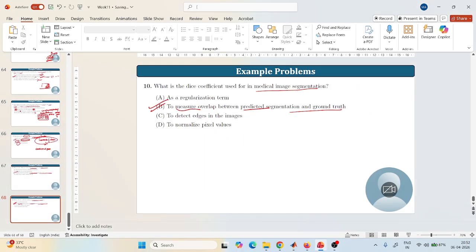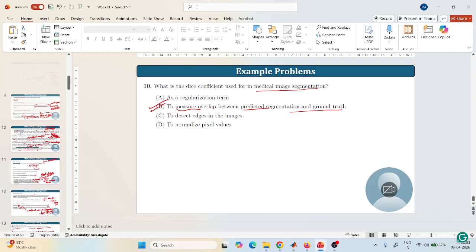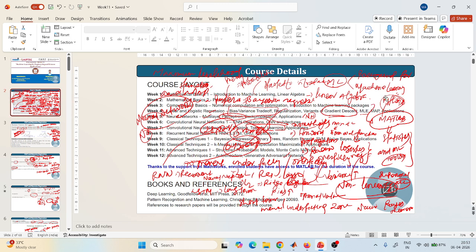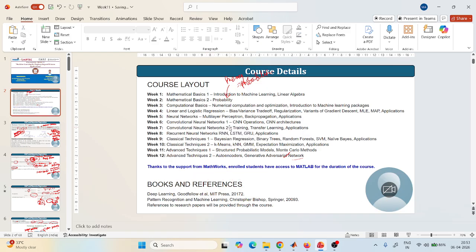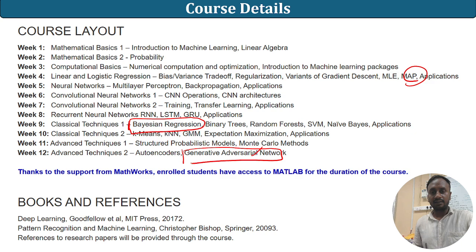So we can wind up the session. In today's session, we have discussed MAP estimation, Bayesian regression, generative adversarial networks and autoencoders.